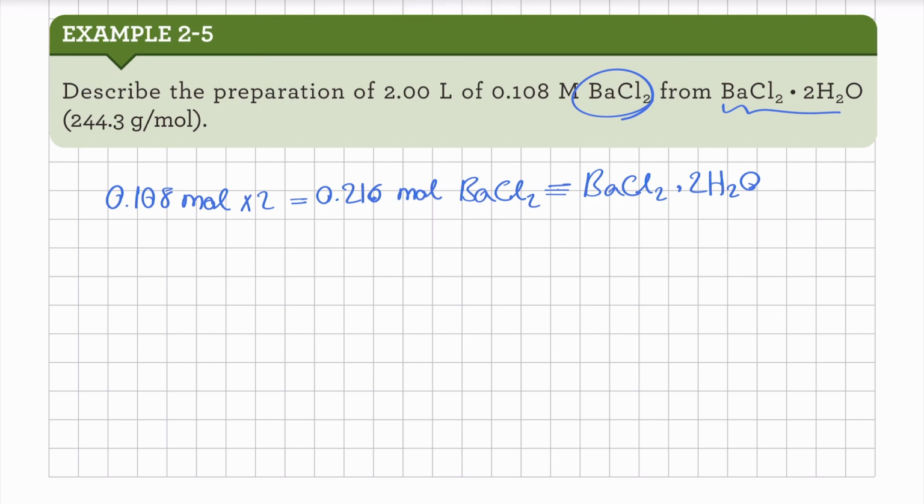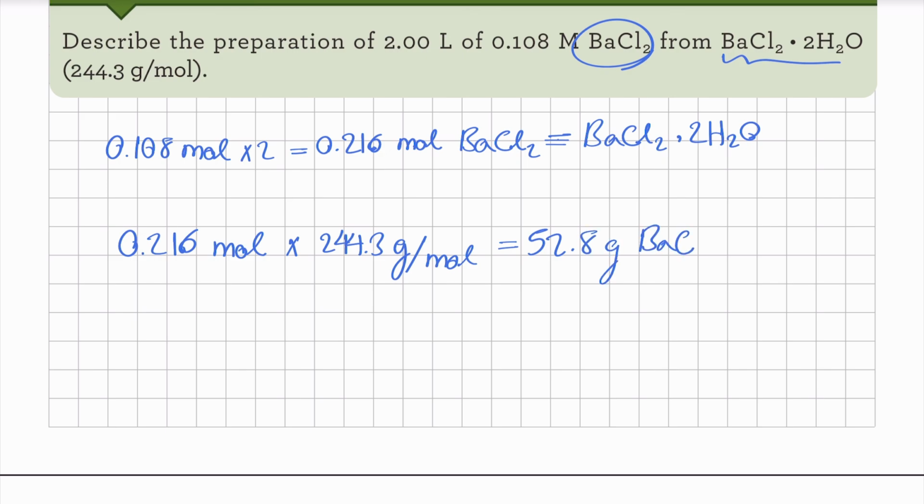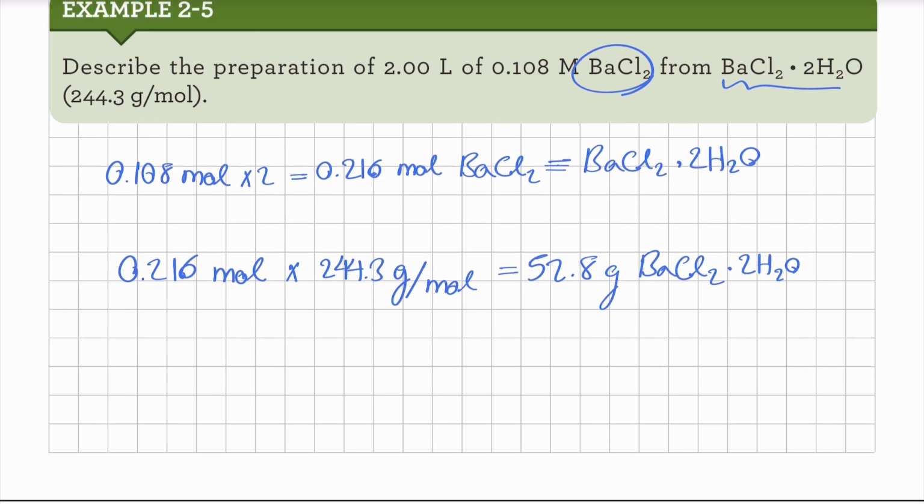Now, let's go. We are going to convert this mole to grams. But how? That's really fine. We can say 0.216 mole times 244.3 grams per mole is going to give us 52.8 grams of BaCl2 with 2H2O molecules. That's fine, but be careful.